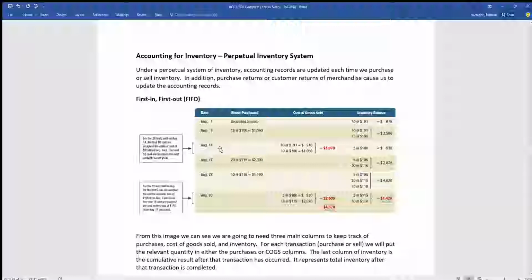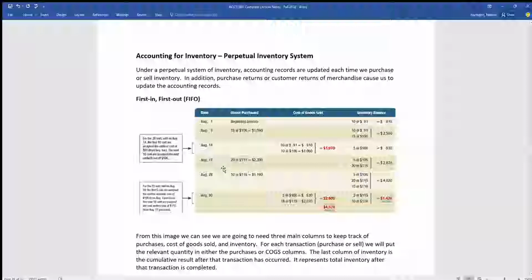So on August 14th, this company, this example, sold 20 units. Notice that they're again separated. First off, we only have 10 units at the 91. Since it's first in, first out, we take that 10 first. We have an additional 10 units. Remember, we sold 20. So at 106, we take 10 from this one, leaves us with only 5 units left at the same price. And now the 10 units is completely gone that we originally had.